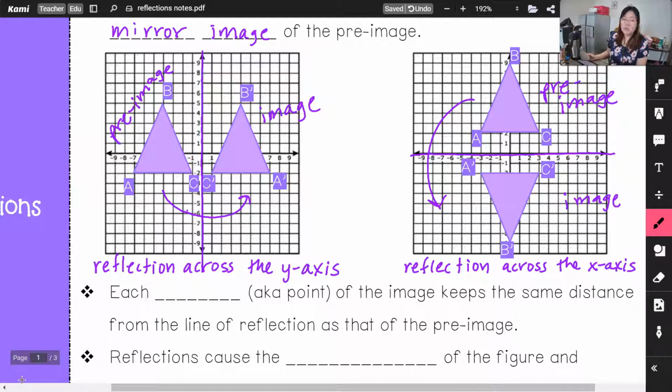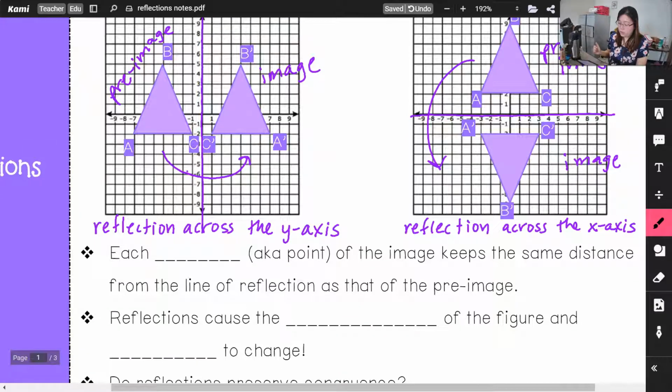Now here's an important thing to consider. Each vertex, aka point, or we can also think of it as a corner, each vertex of the image keeps the same distance from the line of reflection as that of the pre-image, right? Well, what does that mean? That means that if you pick any, let's look at the first picture. If you pick this point here, point B, the line of reflection is the y-axis. So how far away is this point from the y-axis? Let's count. 1, 2, 3, 4 away.